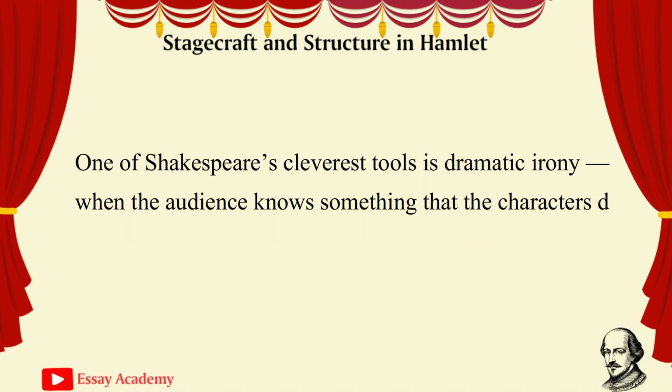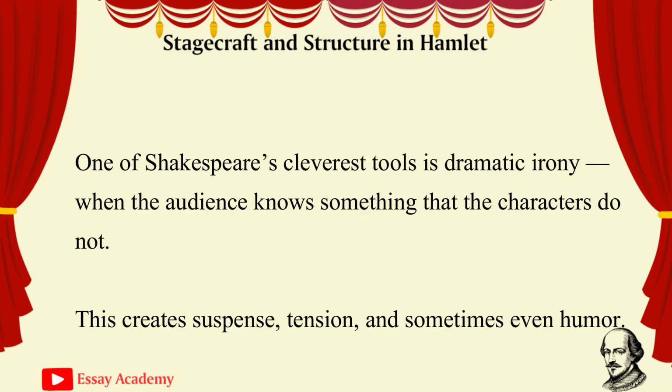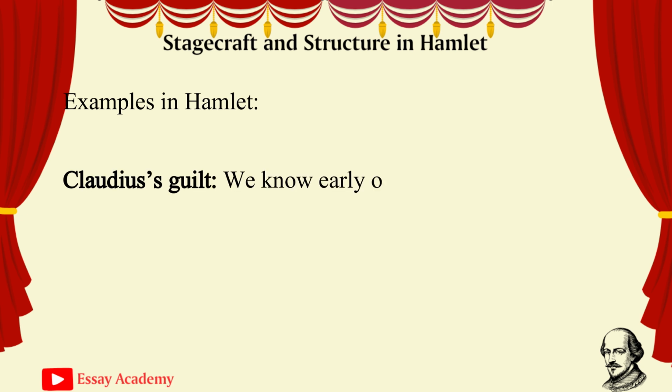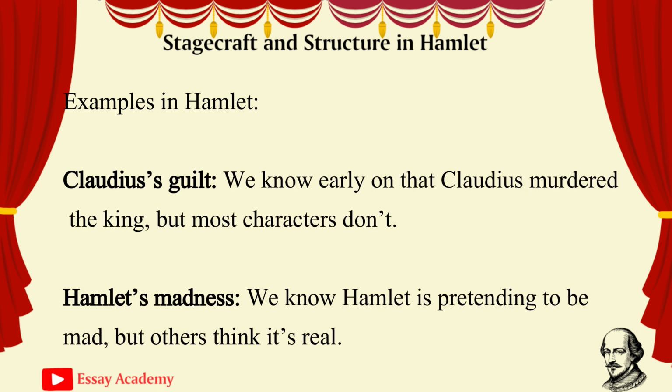One of Shakespeare's cleverest tools is dramatic irony, when the audience knows something that the characters do not. This creates suspense, tension, and sometimes even humor. Examples in Hamlet. Claudius's guilt. We know early on that Claudius murdered the king, but most characters don't.